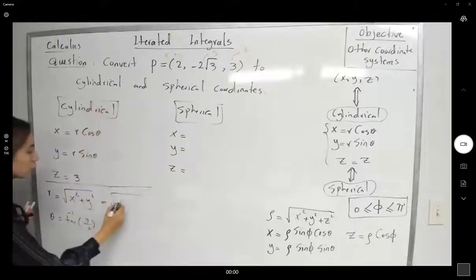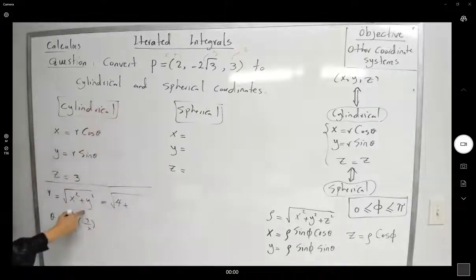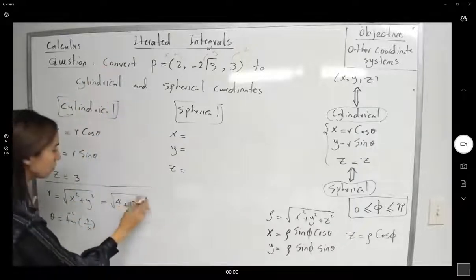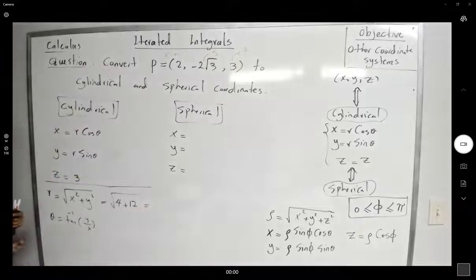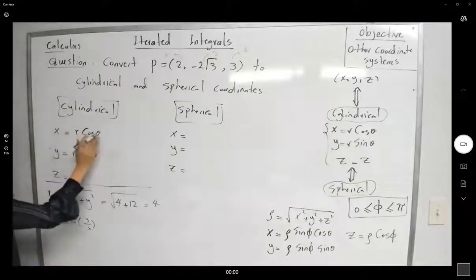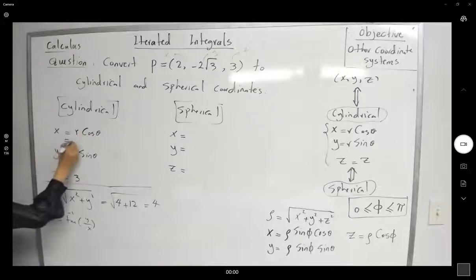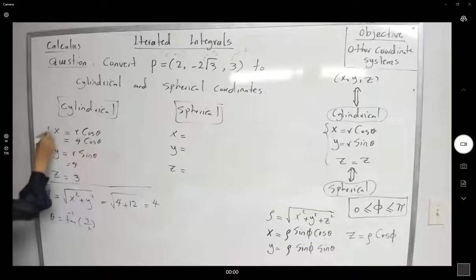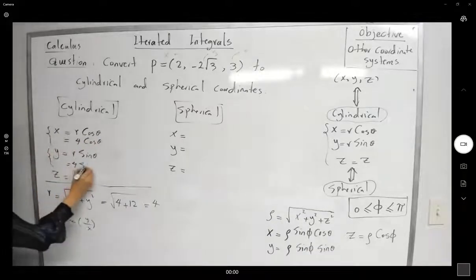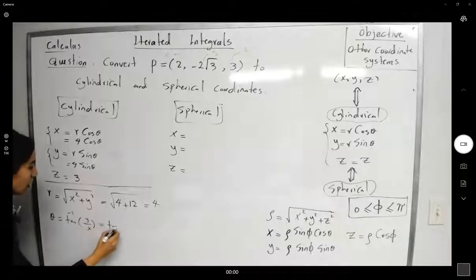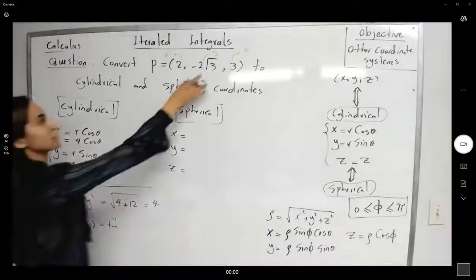X is 2, so you get 4, plus what is your y? 2, 4 times 3, which is 12. So you get the square root of 16, which is 4. This is my r. So far I have 4 cosine theta, I have 4 sine theta. But what is theta? Theta is inverse tangent of y divided by x.